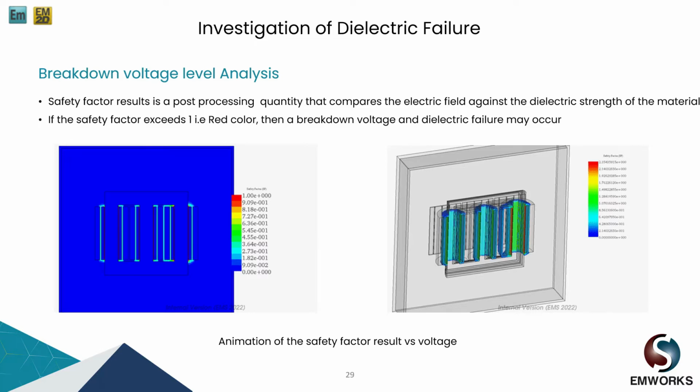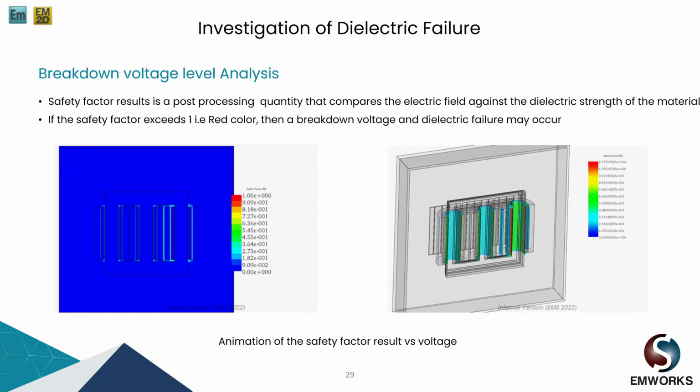If the safety factor is higher than 1, it means that there is a risk of breakdown voltage, so there might be some dielectric failure there. It can be seen from the left figure that at the beginning there are no red colors, and when some red colors appear, it means that there is some breakdown voltage there.